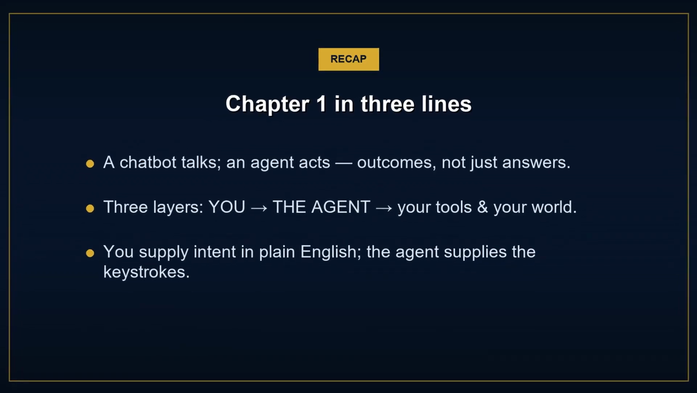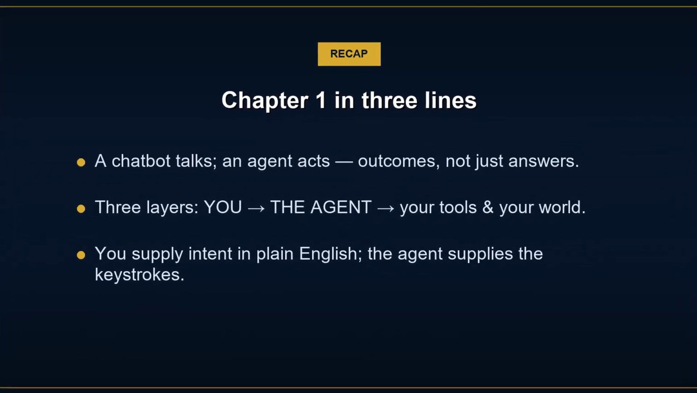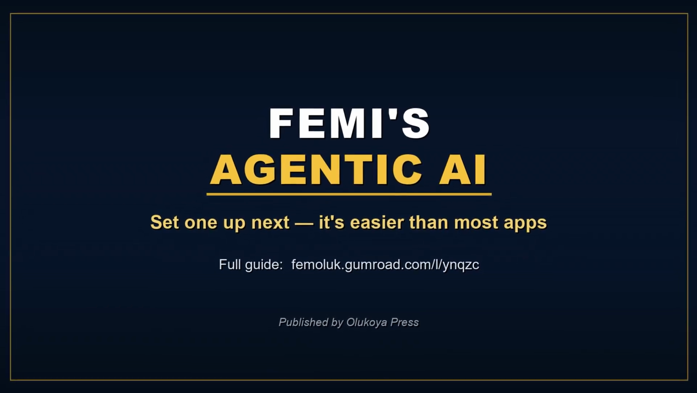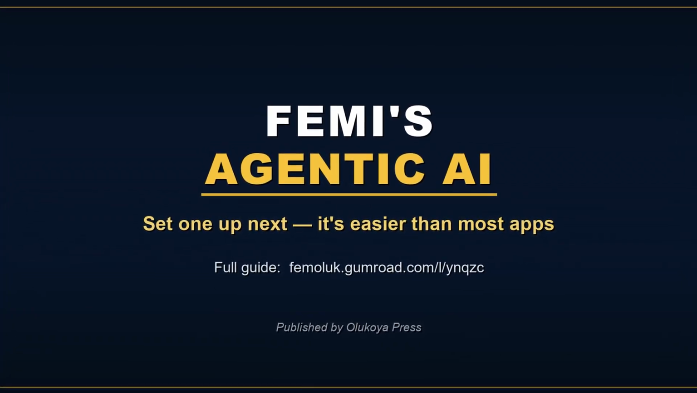Quick recap. A chatbot talks. An agent acts, producing outcomes, not just answers. 3 layers. You, the agent, and your tools and world. You supply intent in plain English. The agent supplies the keystrokes. Next, we set one up. It's easier than installing most apps.